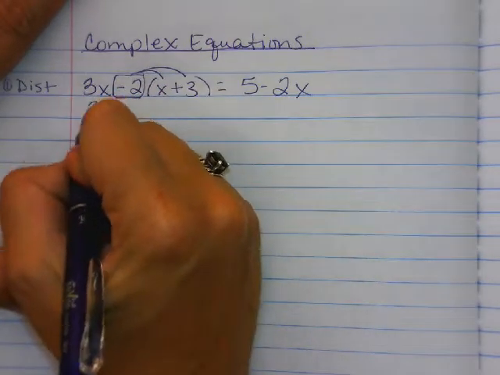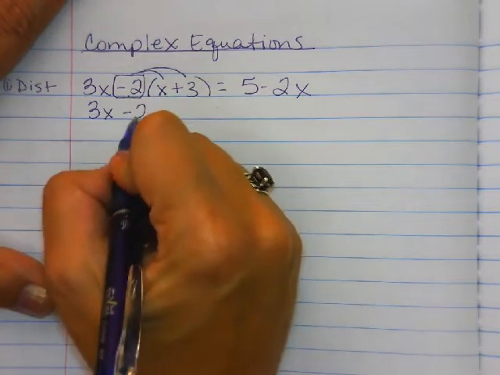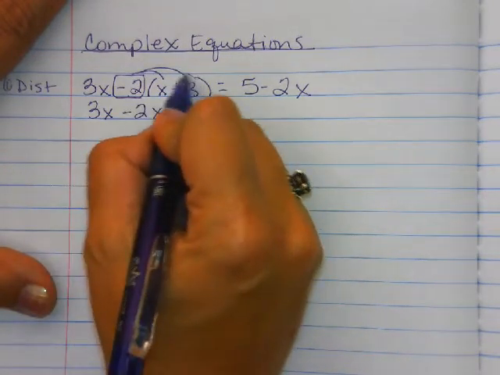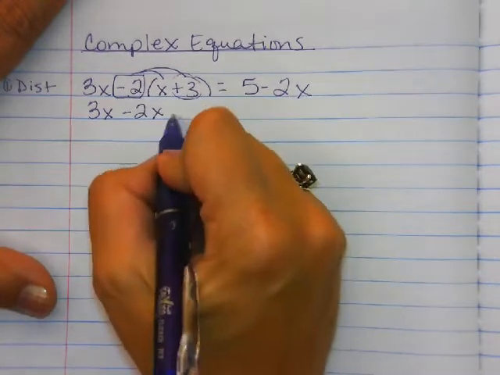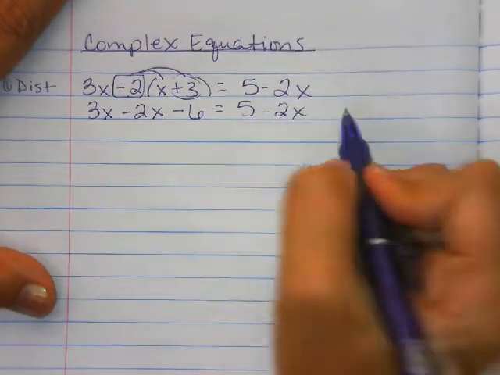So I'm going to write what I'm not messing with. So 3x, negative 2 times x is a negative 2x. Negative 2, this is a positive 3. So times is a negative 6. And I'm just going to rewrite the rest of this.